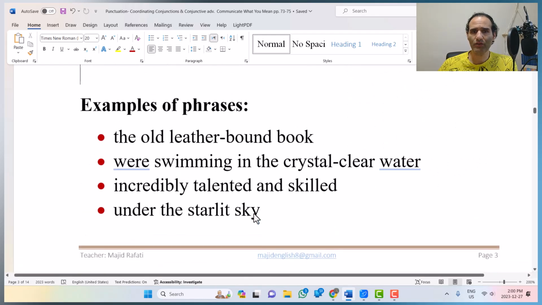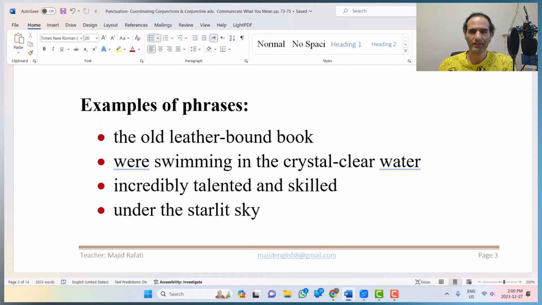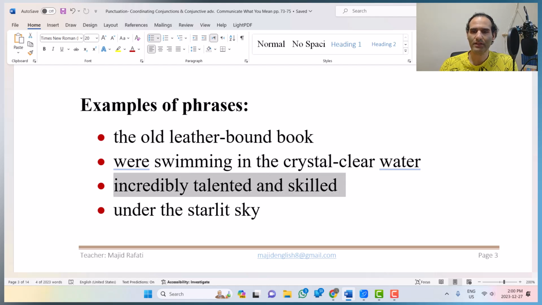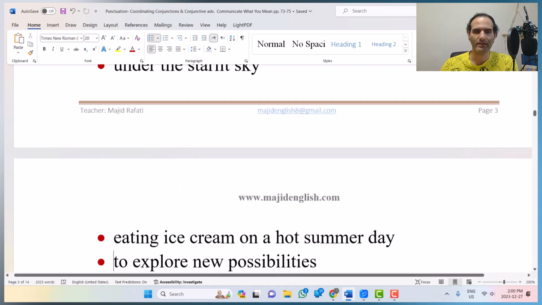Now, because I know phrases could be kind of challenging for many students, I have some examples for you here as phrases of different types. For example, the old leather-bound book. Phrase. We're swimming in the crystal clear water. It doesn't have a subject, so phrase. Incredibly talented and skilled. Again, phrase. Under the starlit sky. Phrase.